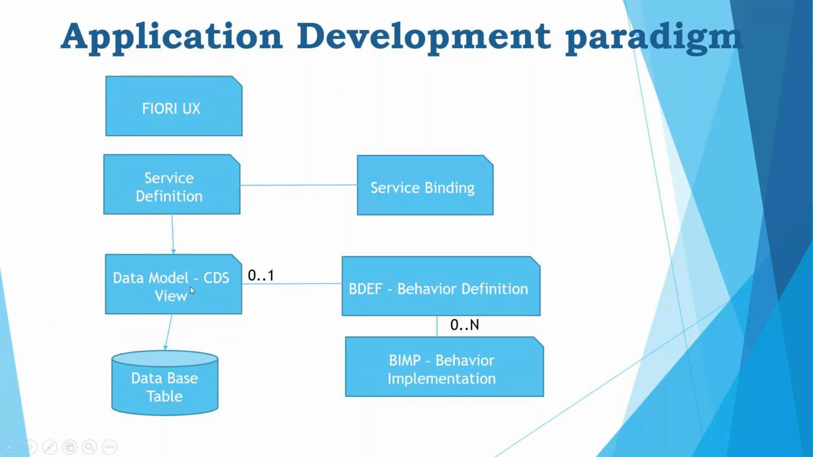Then we'll create behavior definitions. Of course, in this demo, I'm not going to create any behavior implementations. Based on the behavior definitions, we are going to keep all the CRUD operations: creating, deleting, update. Then on top of this, we create a service definition and a service binding, and we will consume it in a Fiori application. So this is what I'm going to develop now. Any questions until now?